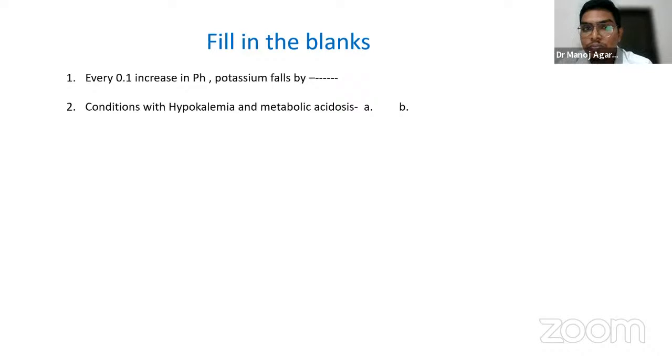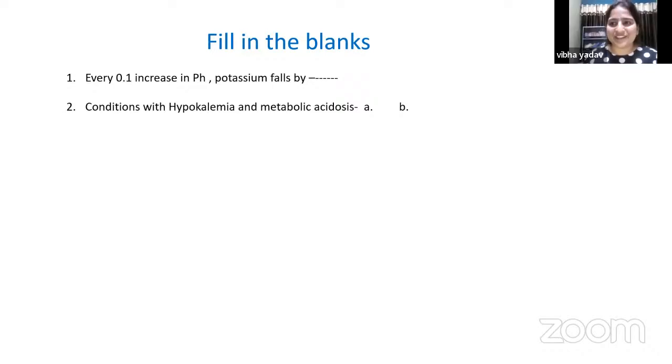0.4. Hold on, 0.4 or 0.6? What is the right answer? That is 0.6. So for every 0.1 change in the pH, potassium usually changes by 0.6. But we will give 0.4 also. 0.6 is the more appropriate answer. So go slowly.